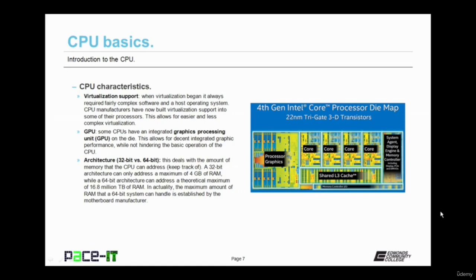Some more modern CPUs are now coming with a GPU, a graphics processing unit, on the die. This allows for decent integrated graphics performance while not hindering the basic operation of the CPU. So you don't have to buy a graphics card and your CPU performance is not hindered by graphics rendering.